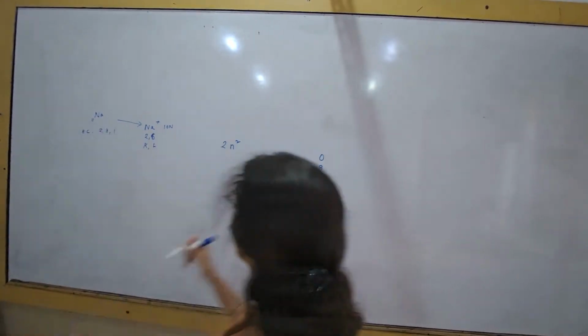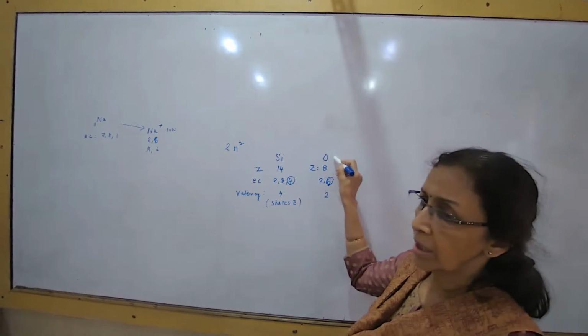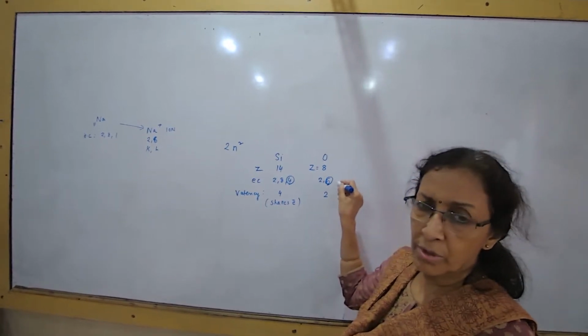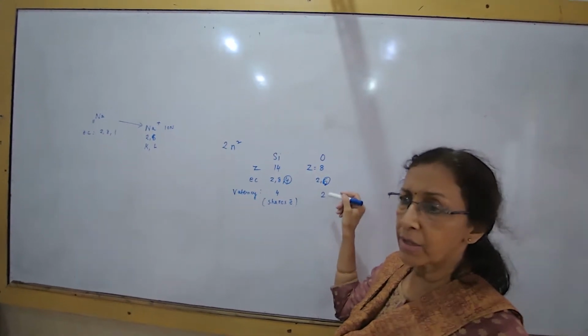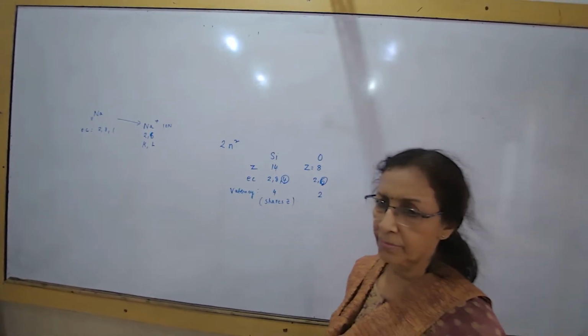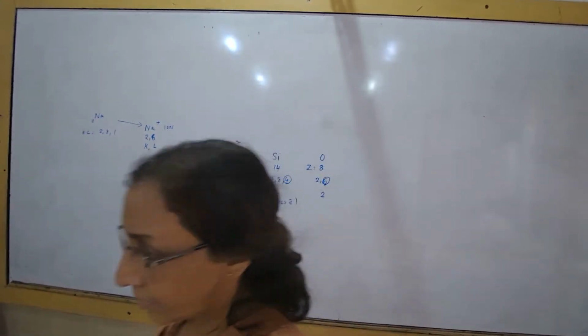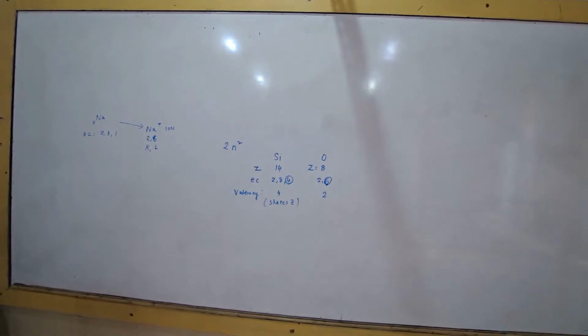Okay. Same way for this one also. Oxygen has 6 electrons in the outermost shell. It takes up 2 electrons and therefore valency is 2. Is that okay? Put a tick mark there.